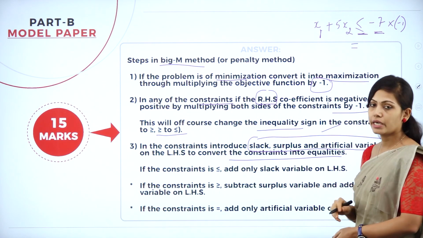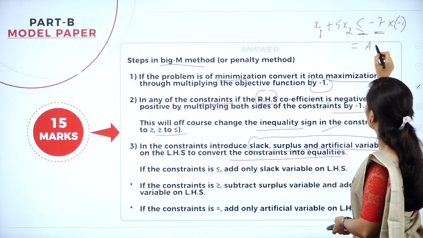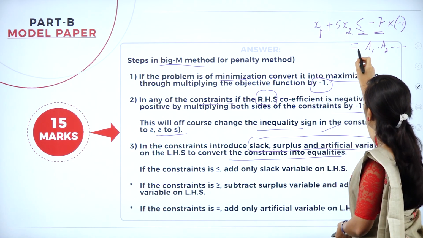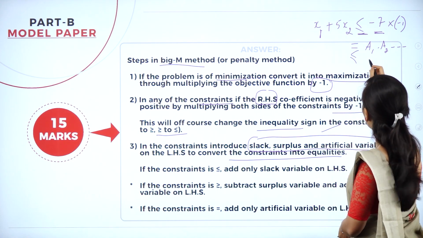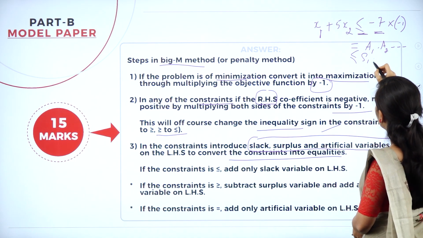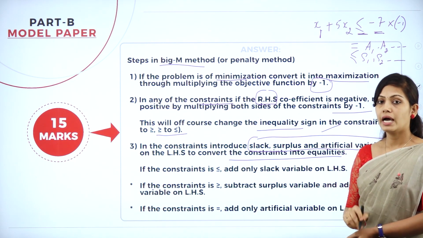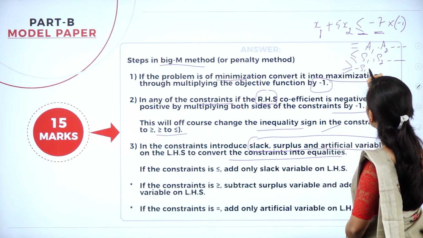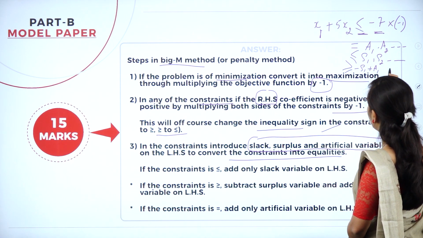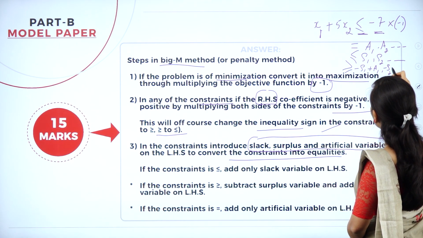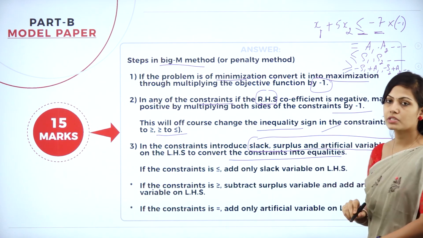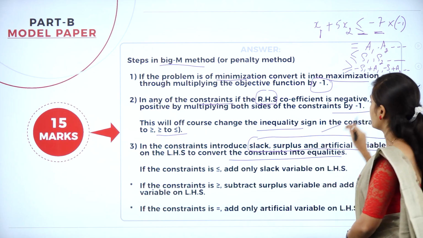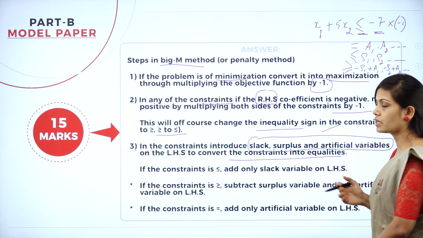If you get an equals constraint, you have to add the artificial variable A1, A2, etc. If you get a less than or equal to constraint, you have to add a slack variable, that is S1, S2, etc. And if you get greater than or equal to, you have to subtract a surplus variable and add an artificial variable, so S2 plus A2, etc. Clear? For less than, slack variable; for greater than, subtract the surplus variable and add the artificial variable. This is the main constraint rule.